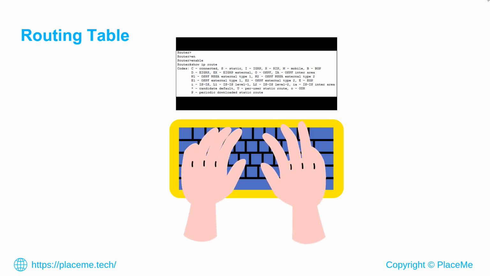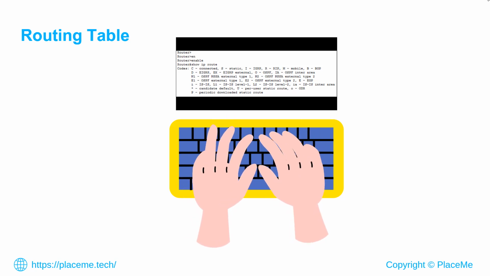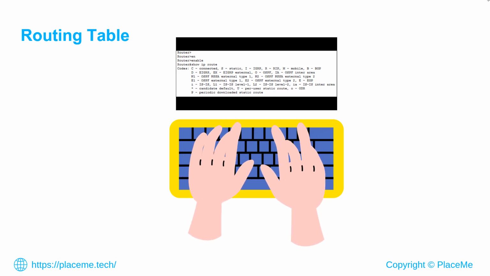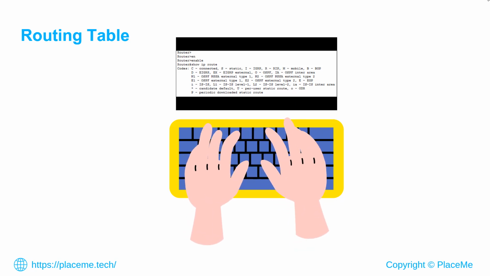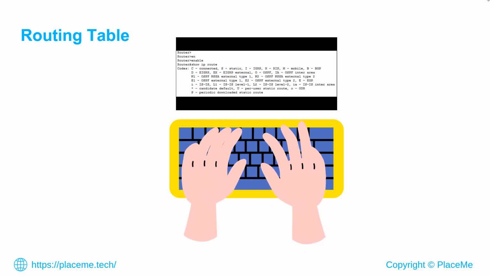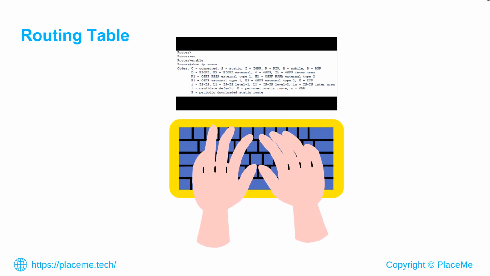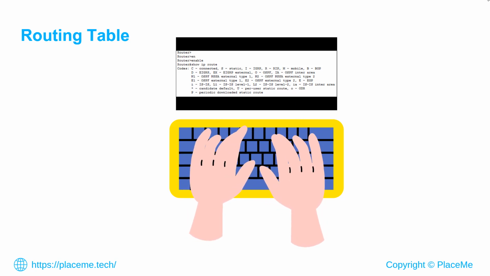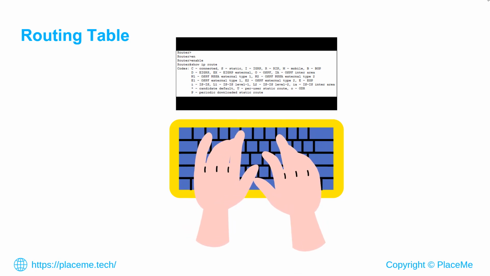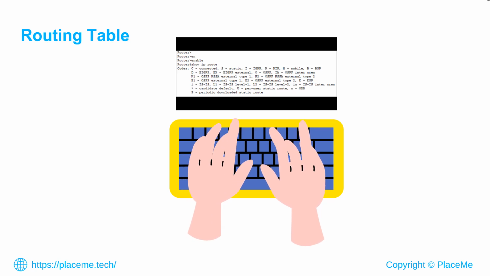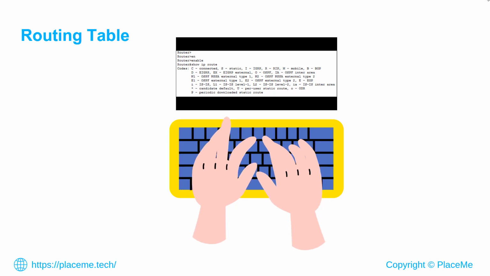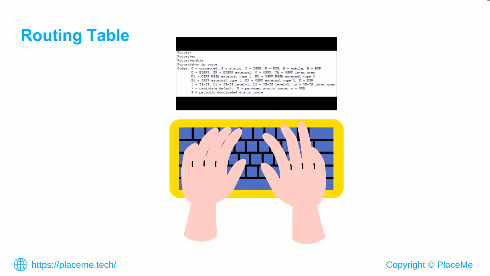Now, we'll examine the routing table to see how routes are learned and managed in a network. In networking, routers play a crucial role in directing data packets to their destinations. But how do routers know where to send these packets? That's where the routing table comes in. To check a router's routing table, we use the command show ip route, which displays a list of all known routes, how they were learned, and where data packets should be forwarded.